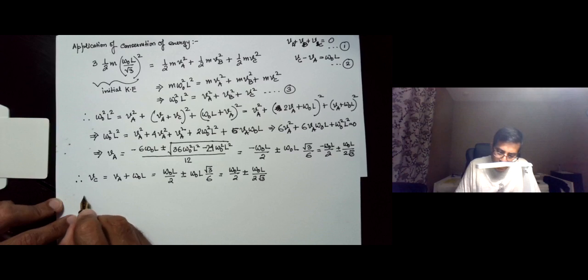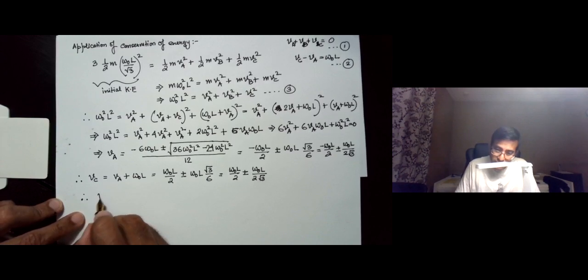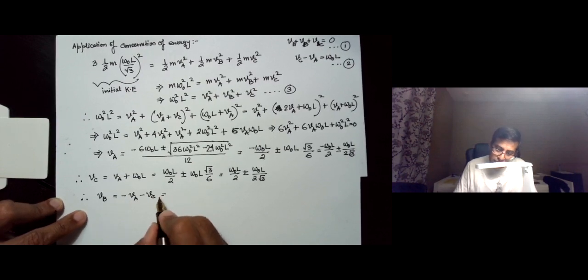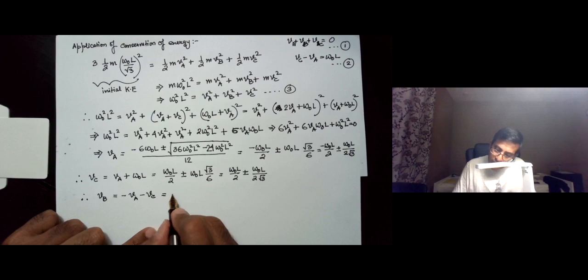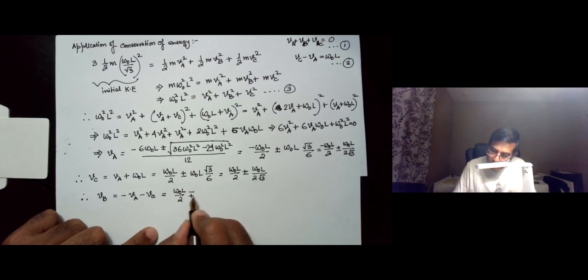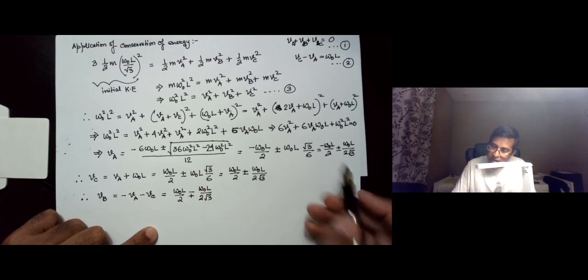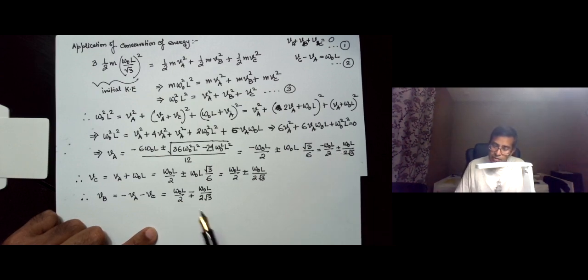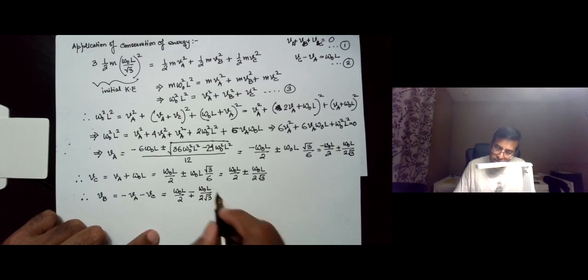Okay, and so therefore VB is going to be minus VA minus VC, which is going to be omega naught L over 2 minus plus omega naught L over 2 square root 3. So all I have done is taken VA, and where you had the plus and minus, I have replaced that with minus and plus because of the negative sign. So the plus became minus and the minus became plus.